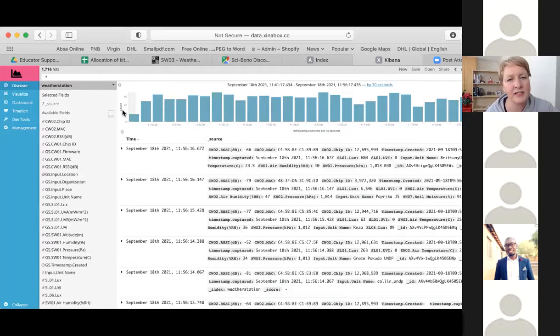Then you can see here, it says count. This is telling you how many kits are connected at any one time, and how many data packets are being received from kits all over the world that are posting to the weather station index.